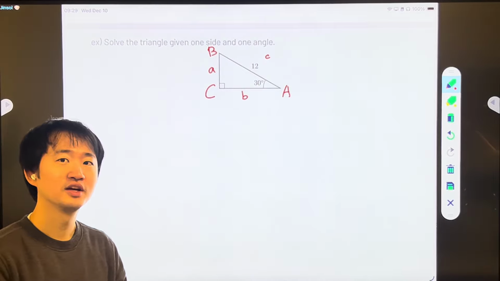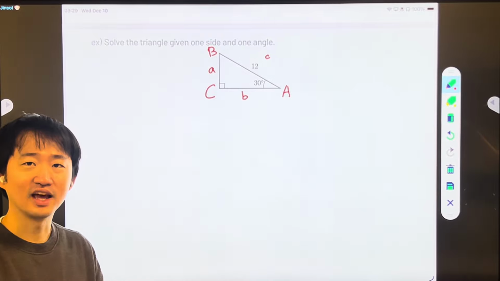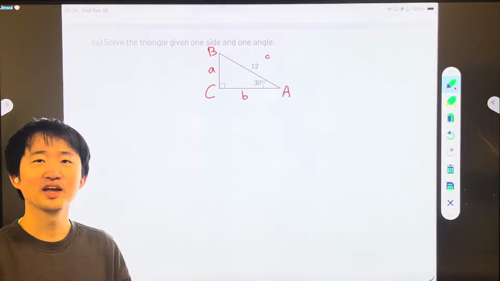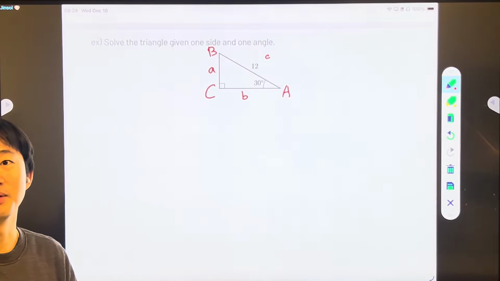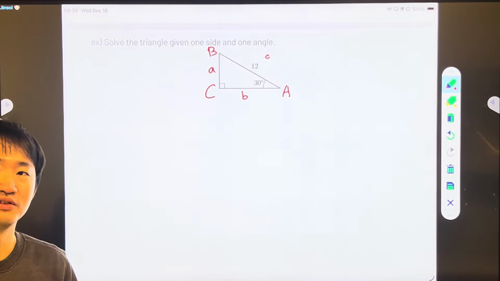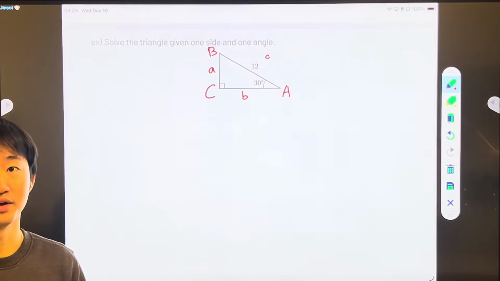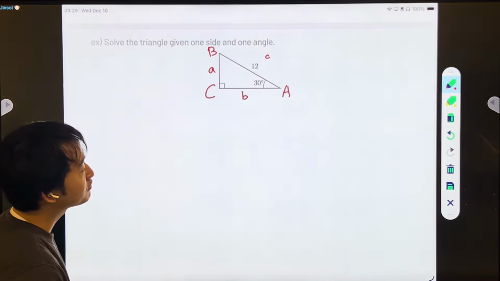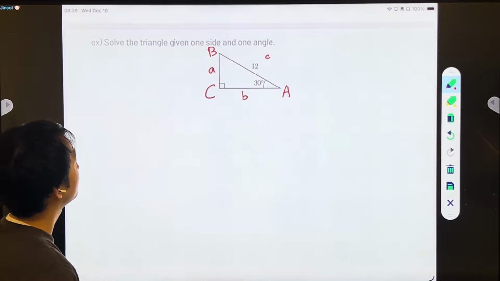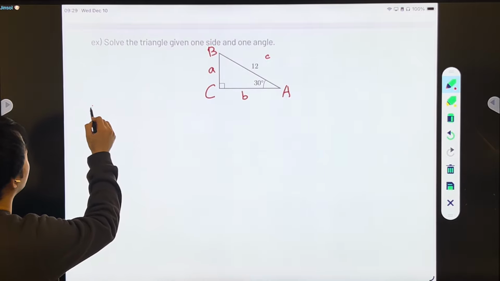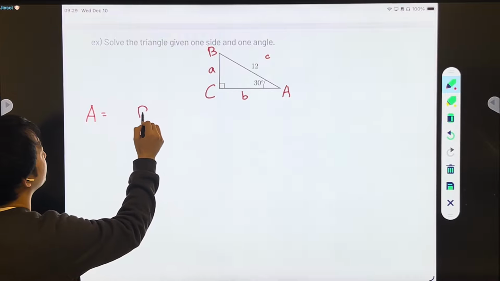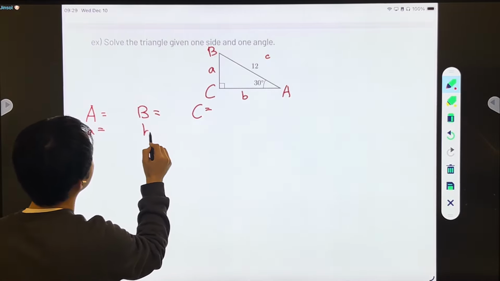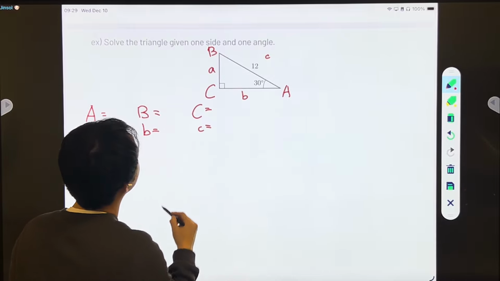So this ensures that the angles and the sides are matching, as well as the lowercase c always takes the hypotenuse side, so it's easier for us to use the Pythagorean theorem. So after I label the sides and the angles, let's also use the graphic organizer. A equals, B equals, and C equals. A equals, B equals, C equals.